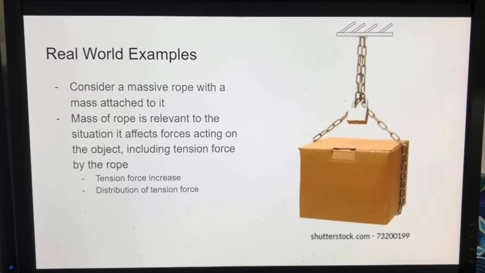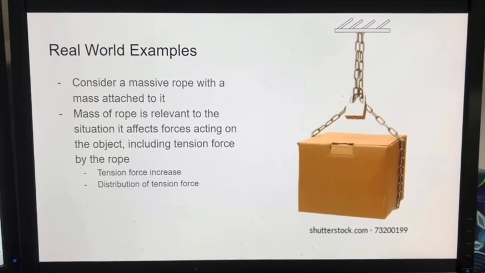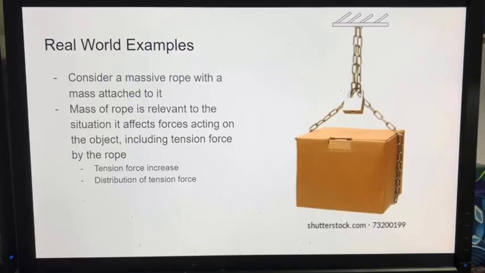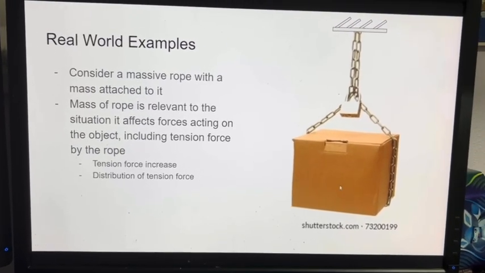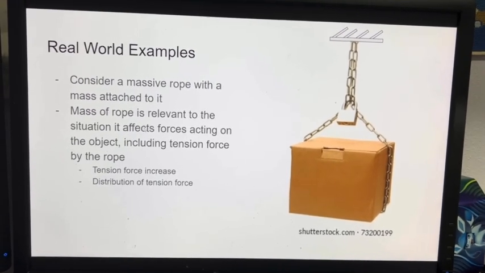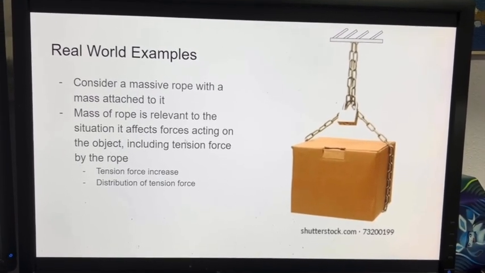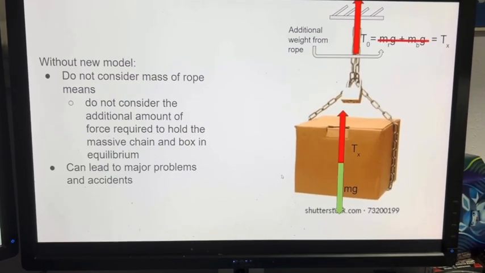So now that we understand how the physics model works, let's try and apply it to a real world example. So let's consider a massive rope with a mass attached to it. So it's going to be this chain that has a box attached to it, and then that chain is attached to a ceiling. The mass of the rope is relevant to the situation because it affects the forces that act on the object, the box, most specifically the tension force.